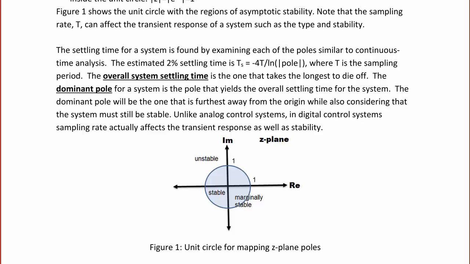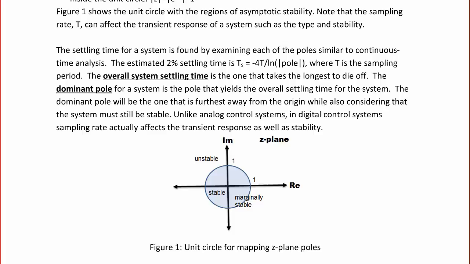Note that the sampling period T can affect the transient response of a system, such as the type and stability. The settling time for a system is found by examining each of the poles, similar to continuous time analysis. The estimated 2% settling time Ts is equal to negative 4T divided by the natural log of the magnitude of the pole, where T is the sampling period.